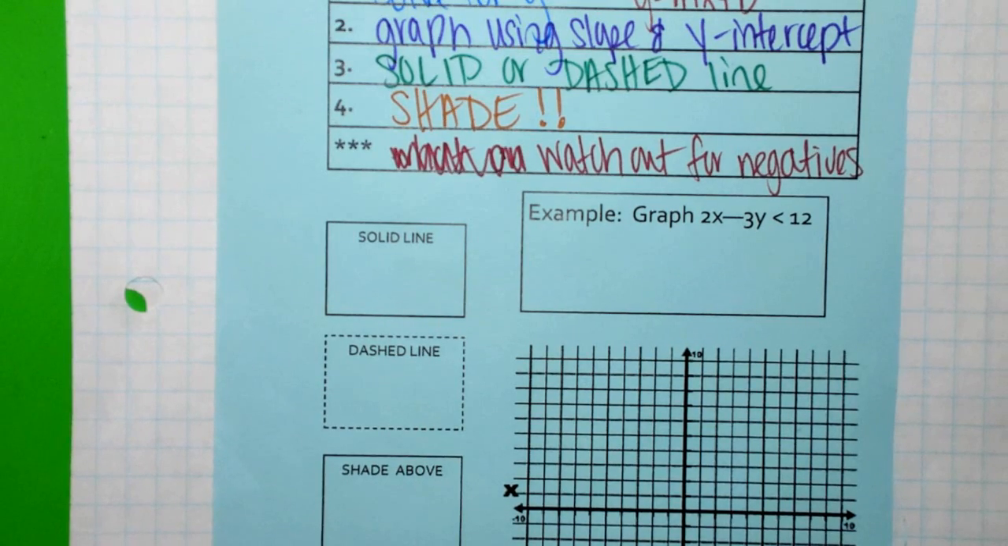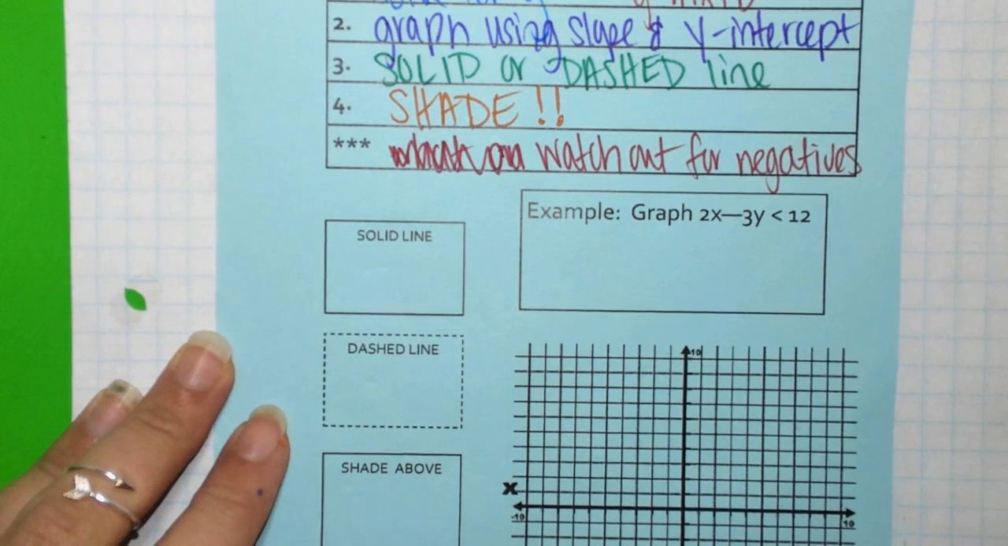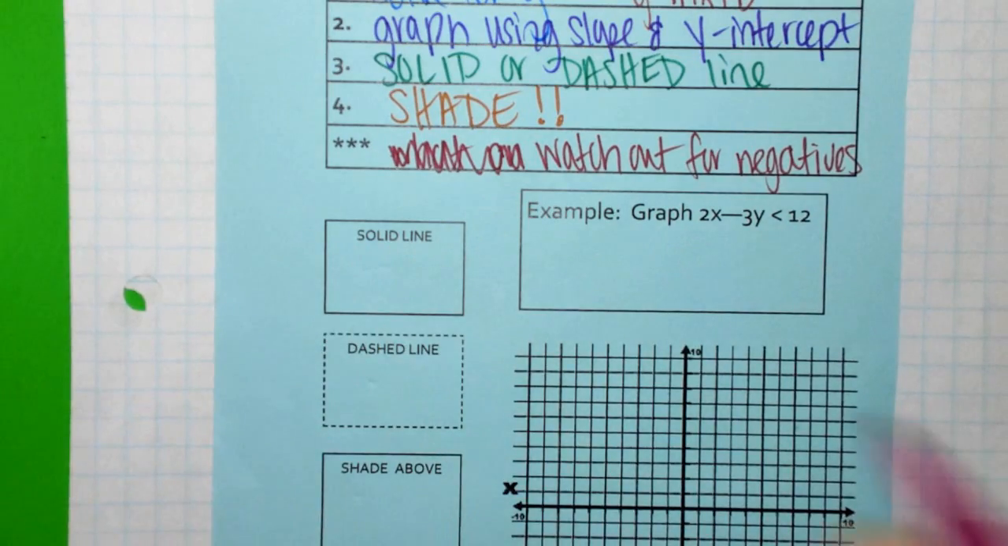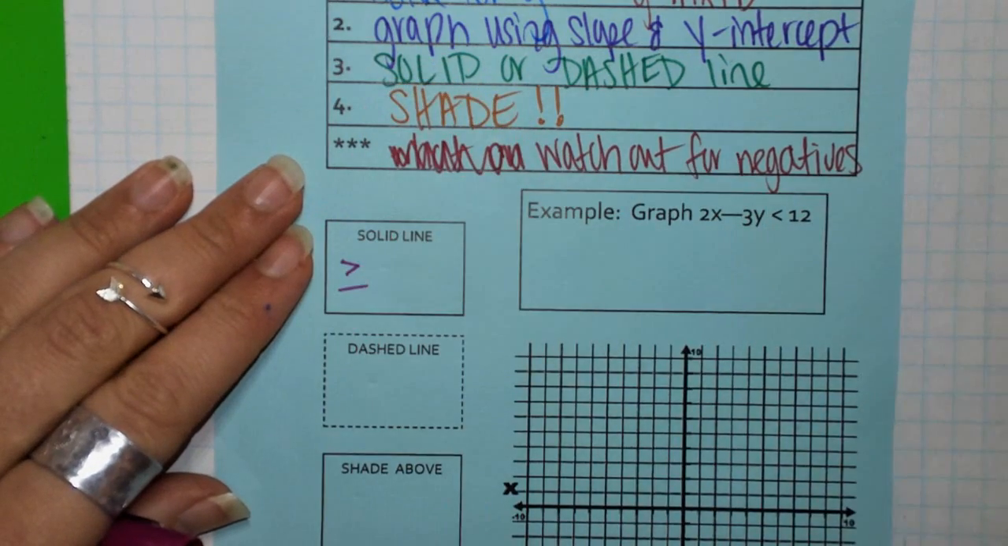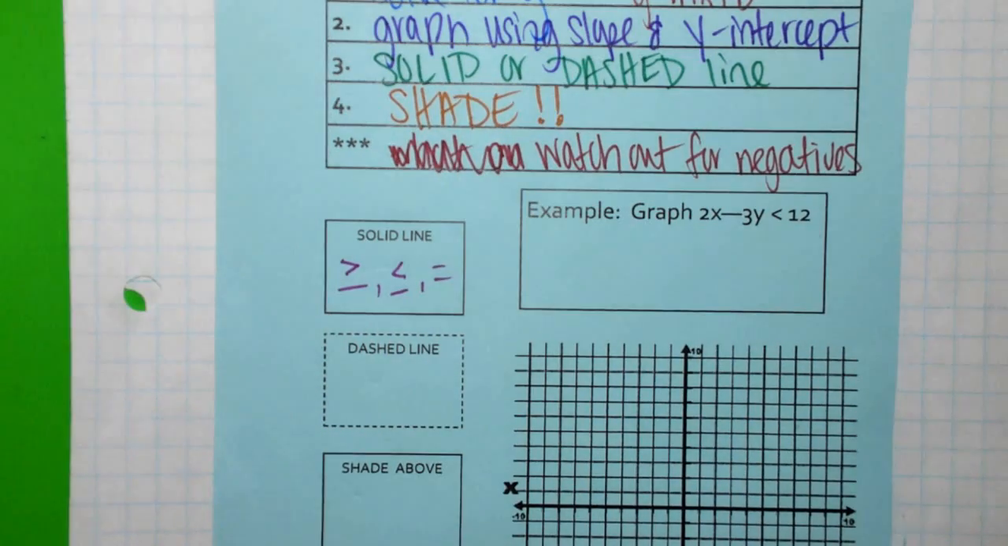Alright, so what we're going to do now, we have our 4 steps. First we're going to talk about when we use a solid line, a dash line, when we shade above, when we shade below, and then we're going to graph this bad boy right here. So solid line is when it has a line under it. So it's when it's greater than or equal to, less than or equal to, or if it has an equal to.